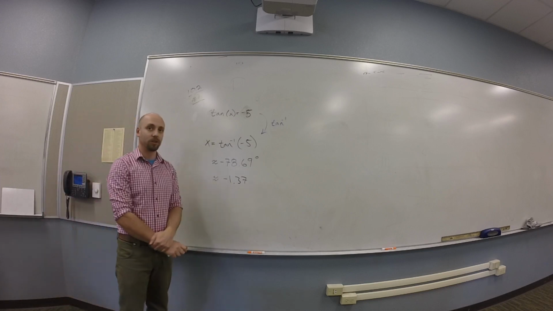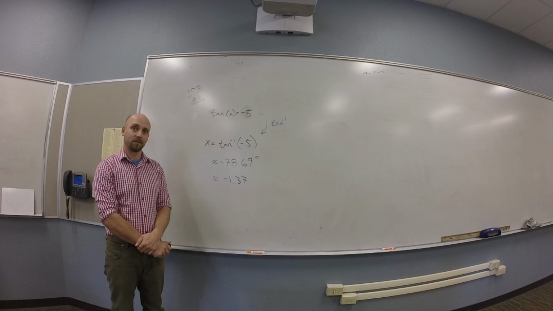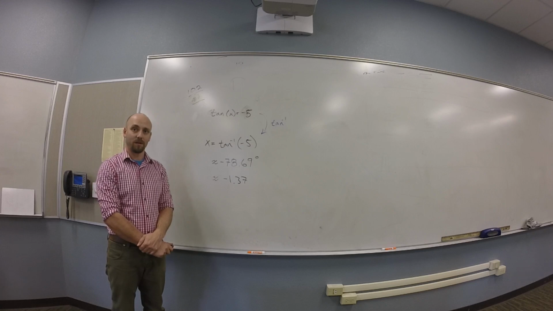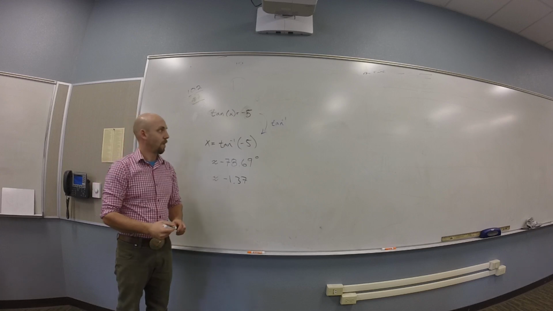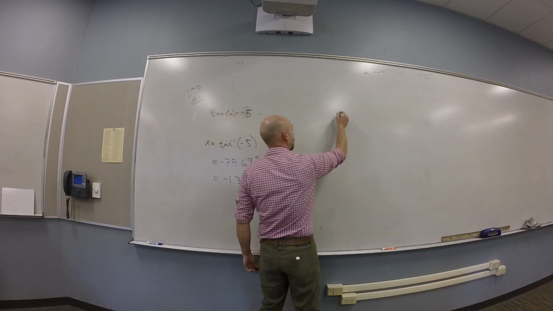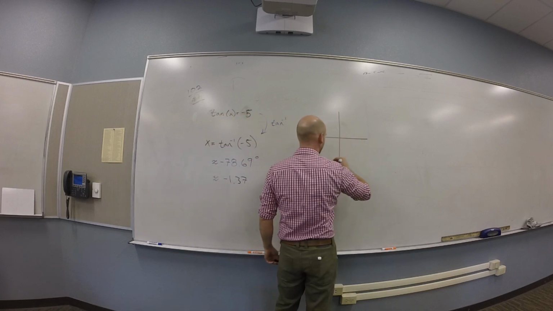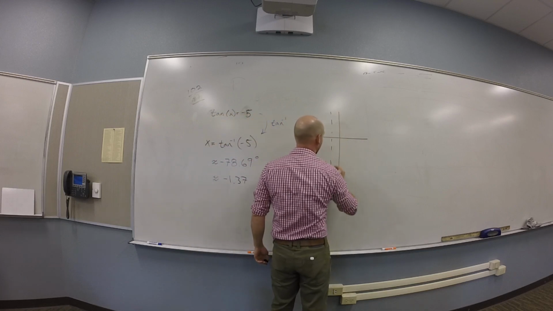Is this the only solution? Well, no, because there's -78 and -1.37. Every 360 degrees is another solution. Well, for tangent, it would be every 180 degrees. Yeah, so hang on. I gotta go figure out about tangent again.